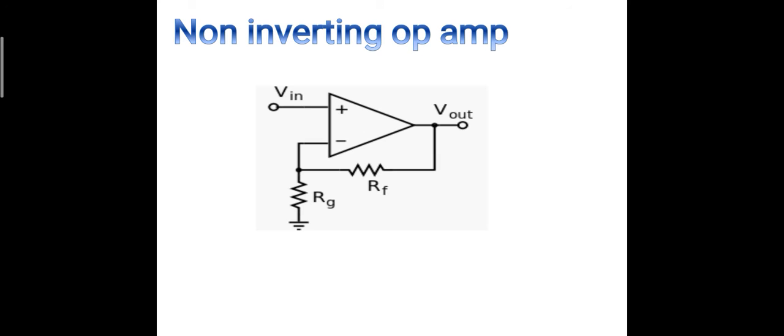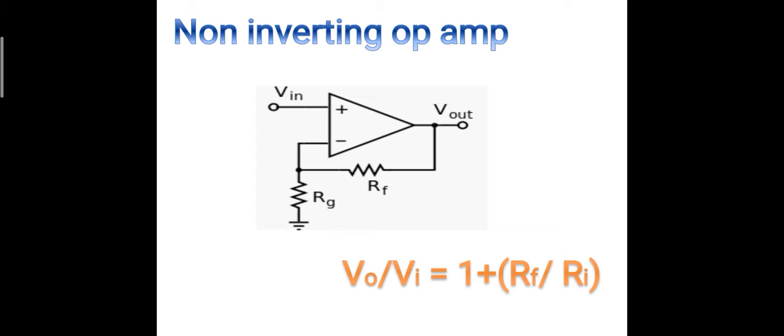Non-inverting op amp. The non-inverting op amp is the same circuit as the inverting op amp, but we have to listen carefully that the input is given to the non-inverting terminal while no change occurs in the circuit diagram, and the inverting terminal is grounded. Thus, the voltage gain of this non-inverting op amp is 1 plus Rf by Ri. It's a positive voltage gain.